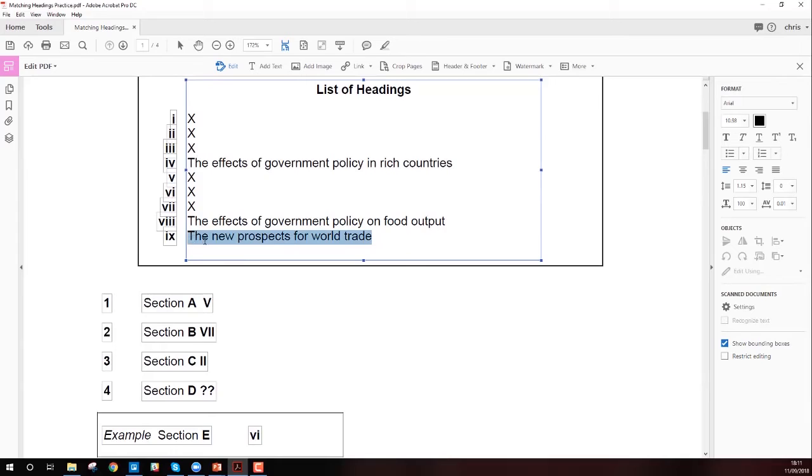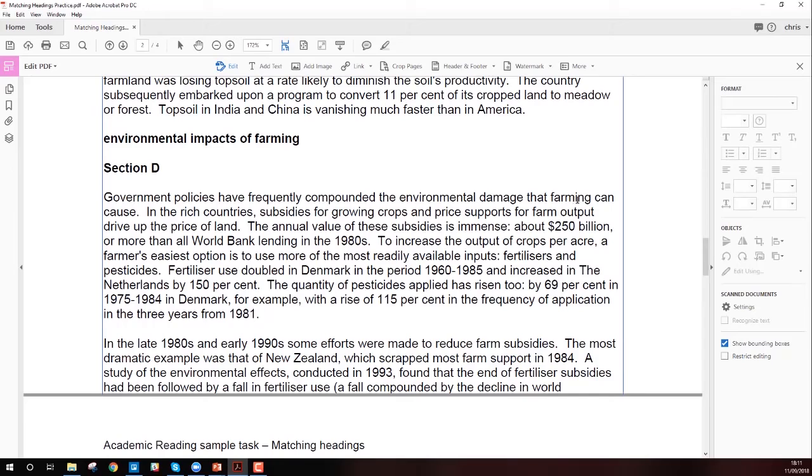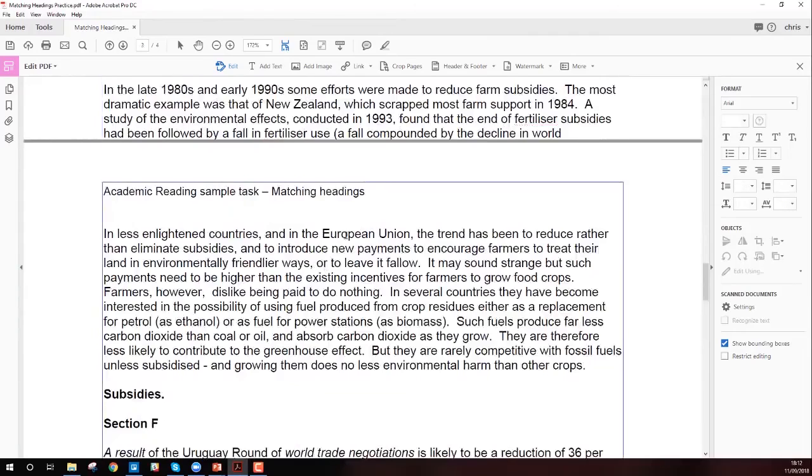It's not talking about new prospects for world trade. Delete that one. The effects of government policy in rich countries. The effects of government policy on food output. Rich countries. Okay, so what it's talking about is government policies, and then it's talking about rich countries. Okay, so this is a topic sentence, and then this is modifying the topic sentence and saying, okay, when talking about government policies, this is what the whole next 3 paragraphs are going to be about, but I'm only going to talk about rich countries.